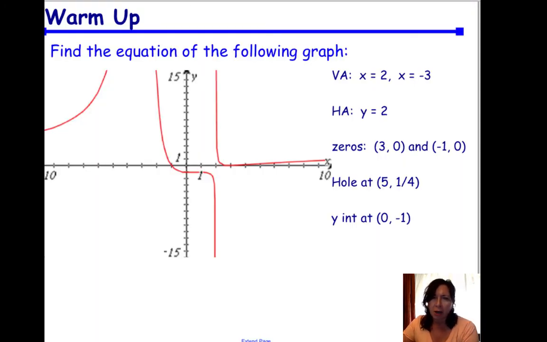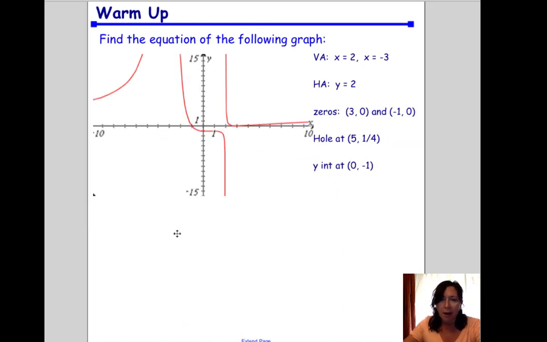And our job for this problem is to find the equation of the following graph. So you are given information here, and your job is to find the actual equation that you started with. So I'm going to start off just writing f of x is equal to, and I like to draw a line that has my numerator and my denominator separated.